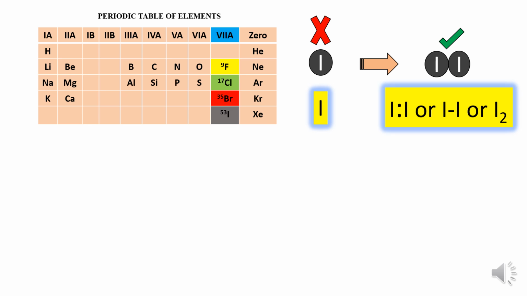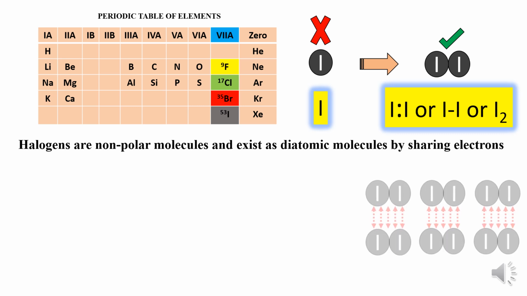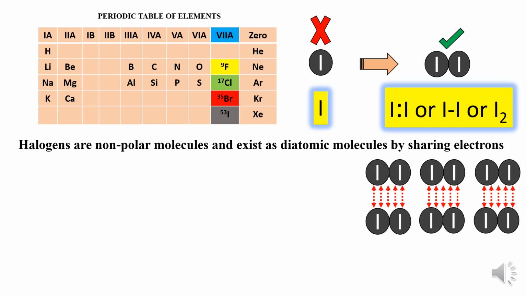Now, halogen molecules are nonpolar in nature. They are nonpolar molecules because the atoms involved in the covalent bond formation are identical, with the same electronegativity values on the Pauling scale. So halogens are nonpolar molecules and exist as diatomic molecules by sharing electrons. And these nonpolar halogen molecules are held together by van der Waals forces.